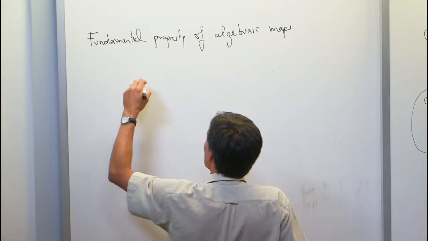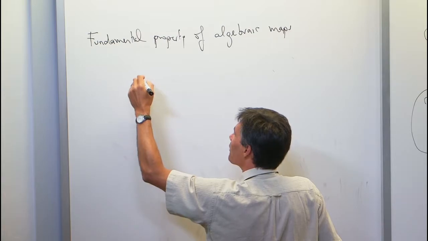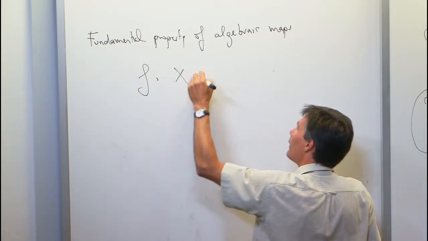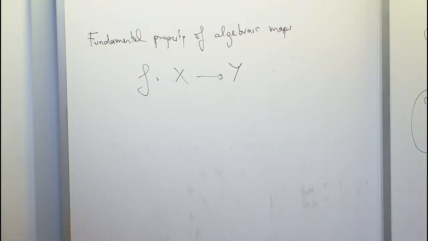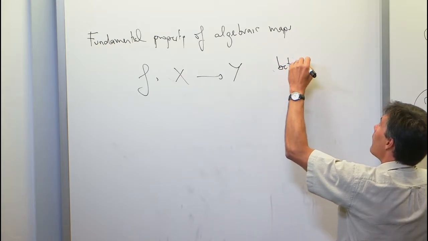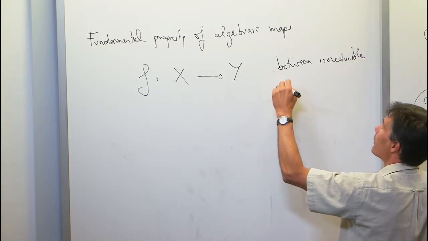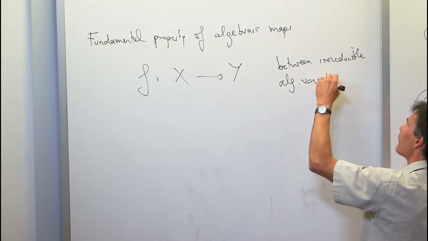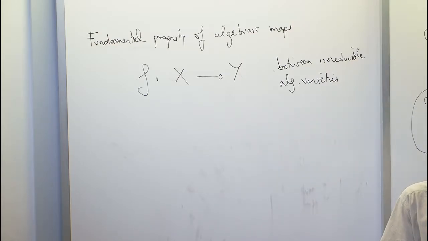So if you take an algebraic map between some, I will not be completely precise, but imagine you have some algebraic map like this, between two irreducible algebraic varieties. Then the point is that the fibers are well behaved.